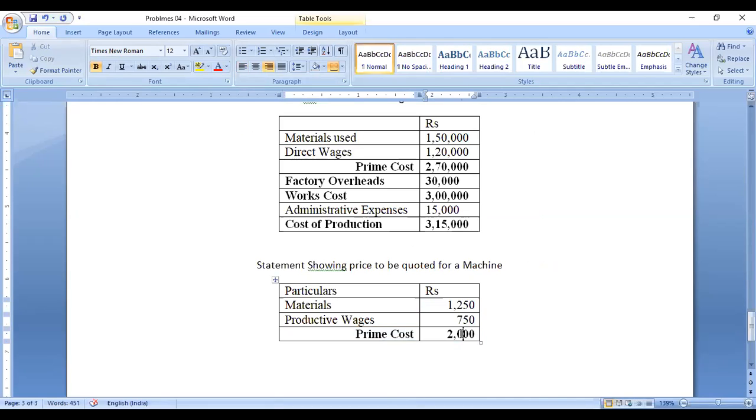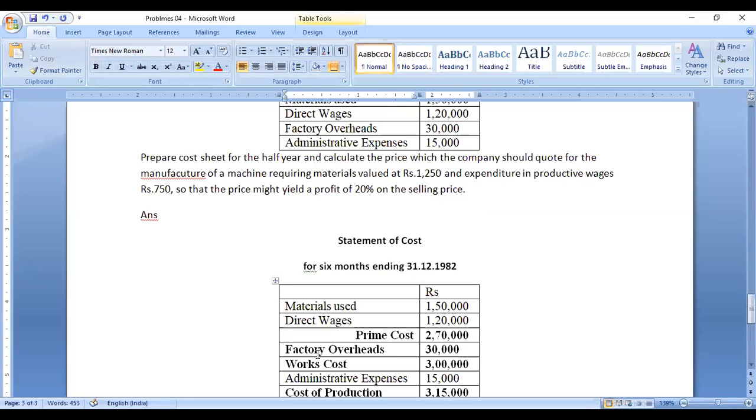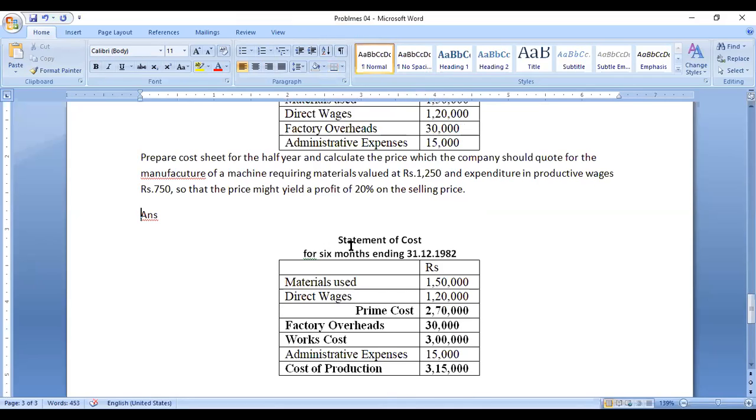Now we have to add factory overheads. Factory overhead is not given in the question. I will give you some estimation ratio. I believe we explained in the slide also. In the slides, I will give you the estimation of the overheads.